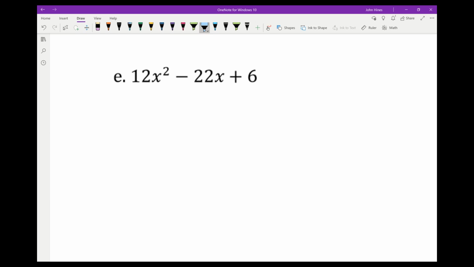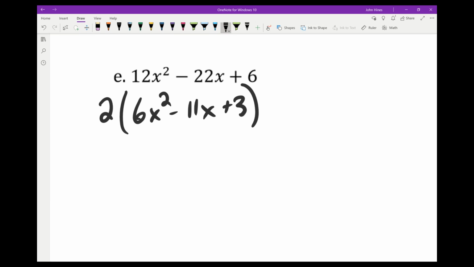Oh, goodness. But at least there's a GCF. I'm looking right here and notice I can divide everybody by 2. It might not help a lot, but it just makes the numbers a lot more manageable to work with. So I'm going to ask myself, what multiplies to 18 and adds to negative 11? Where did I get 18 from?